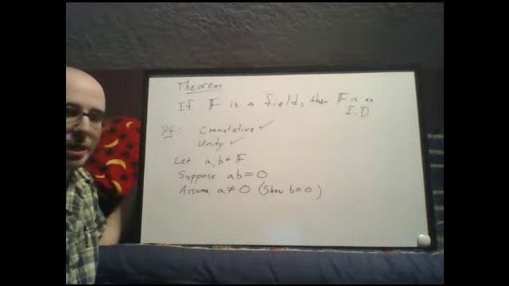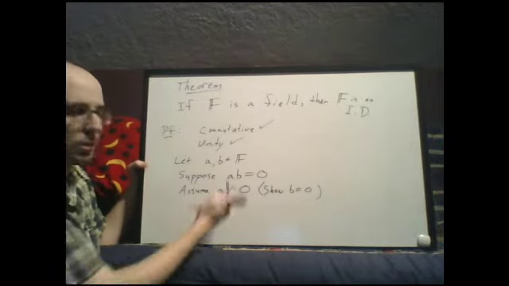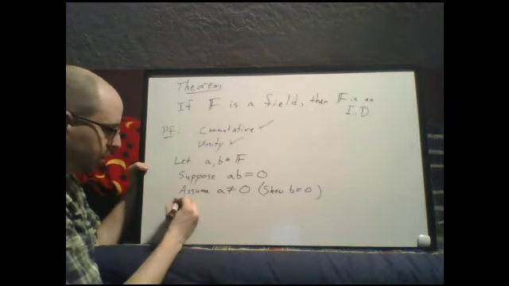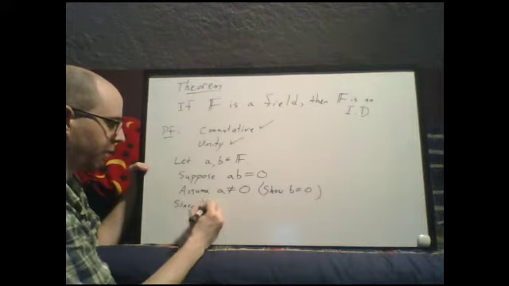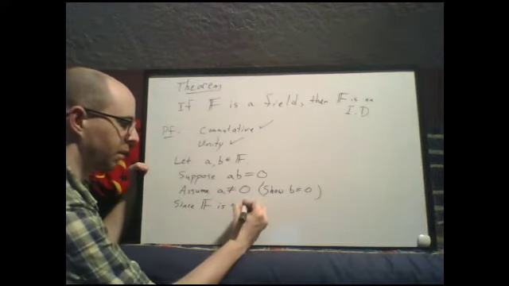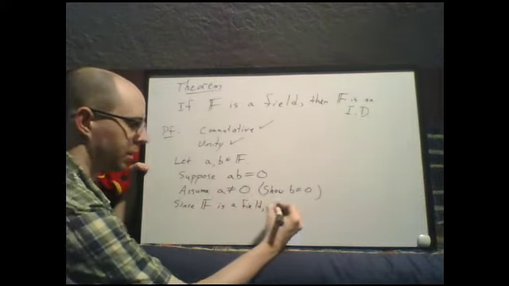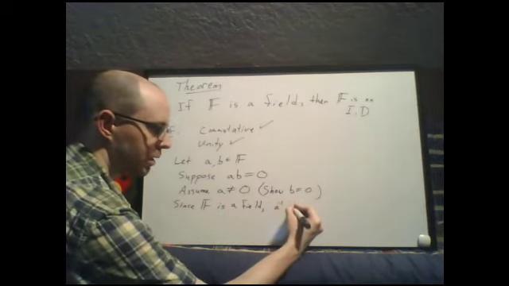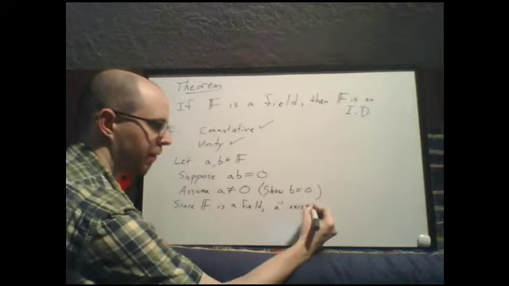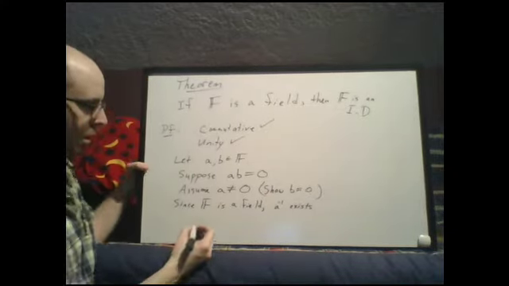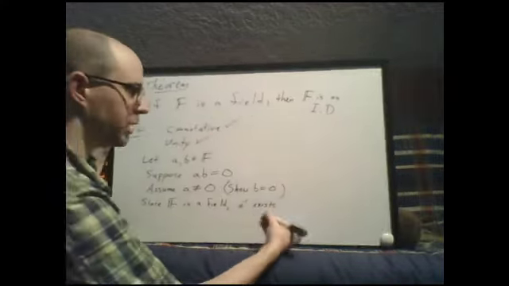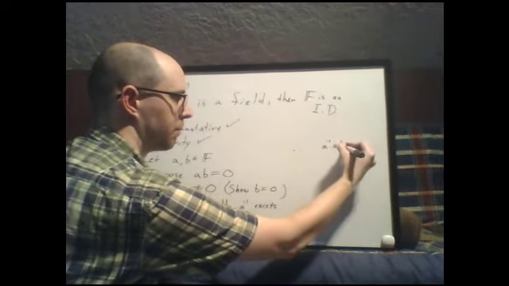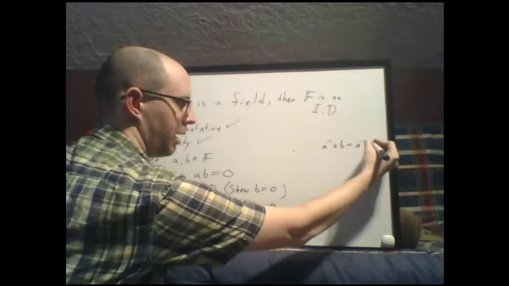Okay, so here's the key step. Since we're in a field, if A is not 0, it has an inverse. So since F is a field, A is not 0, A inverse exists. And now I can multiply both sides of the equation by A inverse.